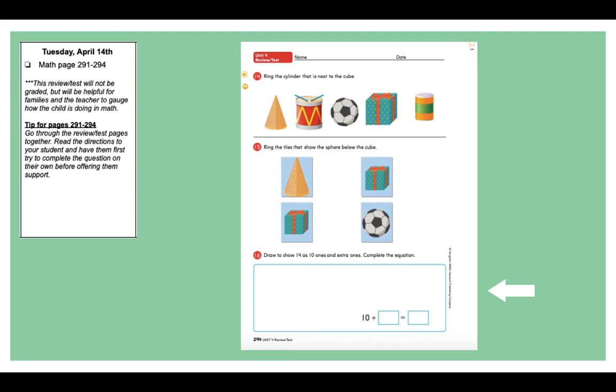10 plus blank equals blank. You're going to finish that equation. Remember, you're trying to make the number 14. One of those numbers is going to be 14.